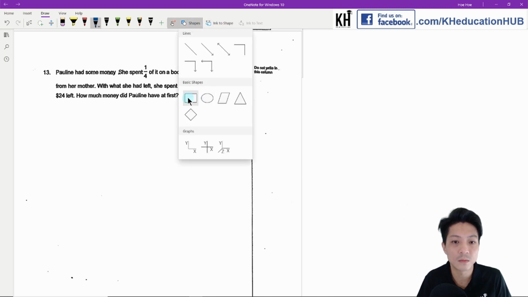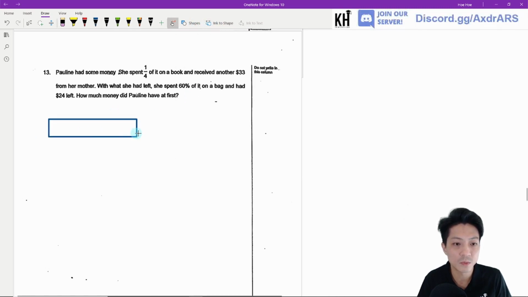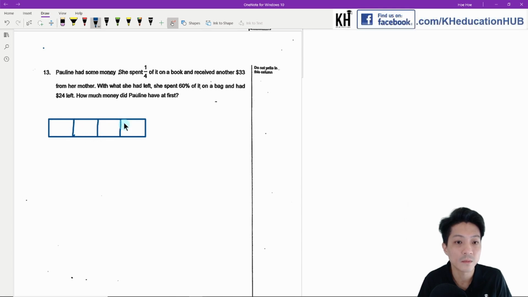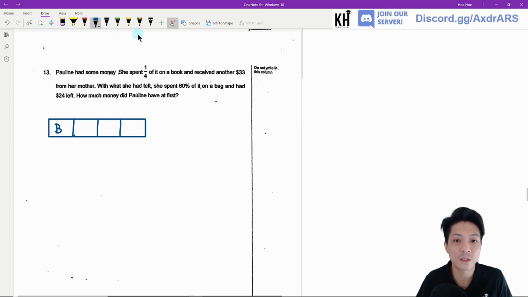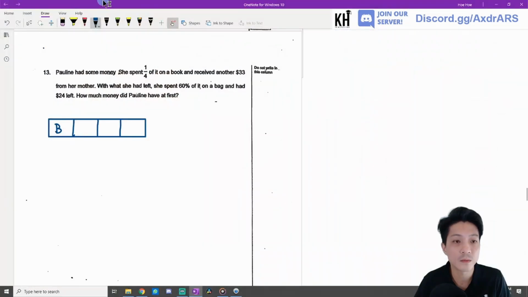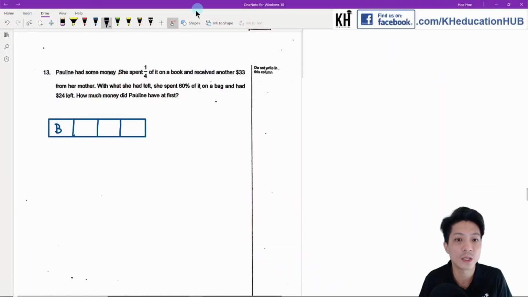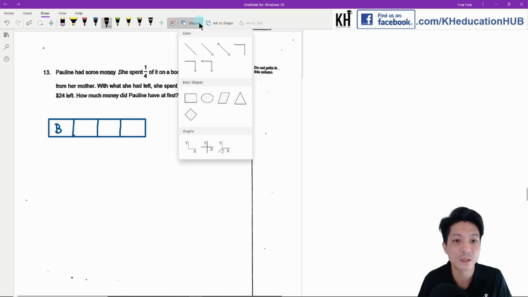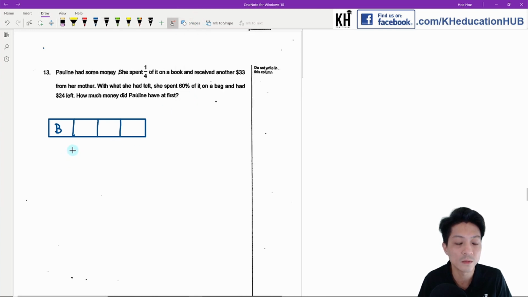Okay, I'm gonna draw a simple model over here. So this is what she had at first. I'm gonna cut it into 4 parts. Okay, so she spent a quarter of it on a book, so this will be on the book, right? And received another $33. So for the model below, okay, I'm gonna draw another block which is of equal size to this.